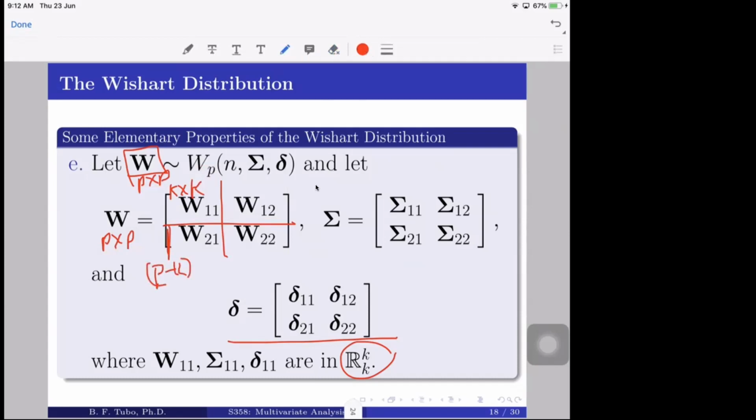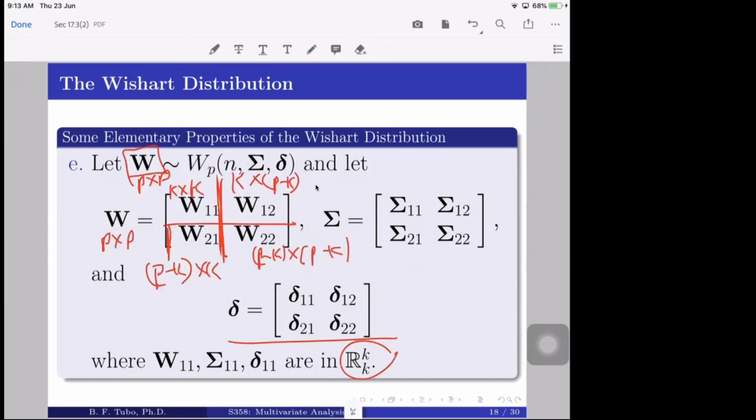So it's P minus K. This is by K, because there are K columns. There will be P minus K columns. How many rows? K, right? K by P minus K. Are you following? This one will be P minus K by P minus K. Correct? Just follow through it, if that is how it is partitioned.